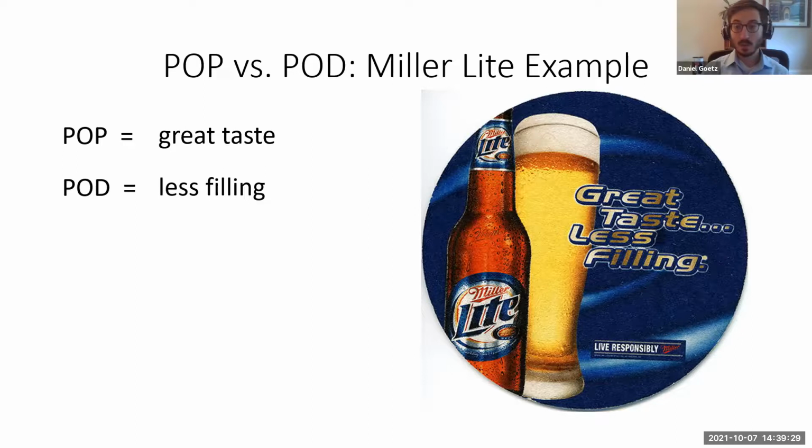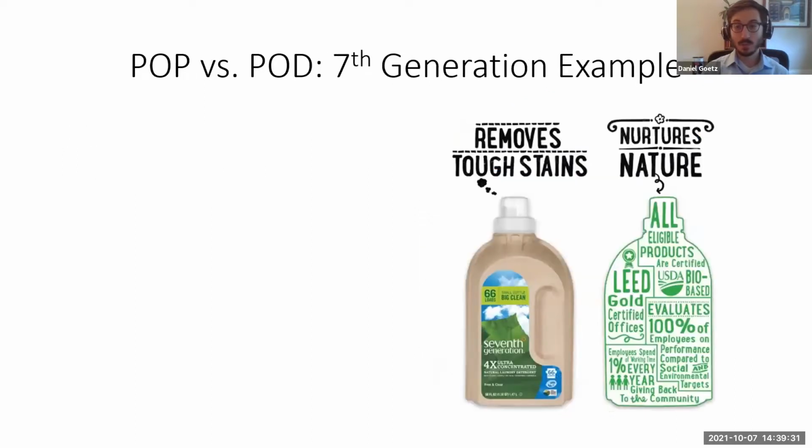Okay, cool. Let's look at another example. So here we have another laundry detergent from the brand 7th Generation. And it says, removes tough stains and nurtures nature. Nurtures nature means that it's eco-friendly. Right? So what is our point of parity?